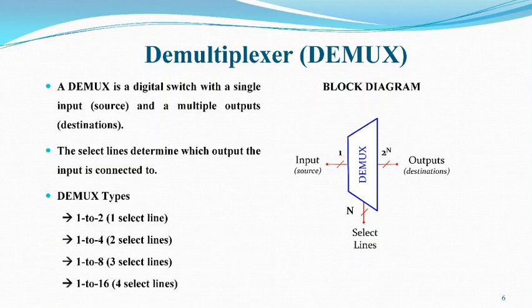Now let us see about the demultiplexer. It is called DMUX. It is a combinational circuit having one input and many outputs depending upon the select inputs. The block diagram of DMUX is shown in this slide. There are generally four basic types of DMUX. These are 1 to 2, 1 to 4, 1 to 8 and 1 to 16.